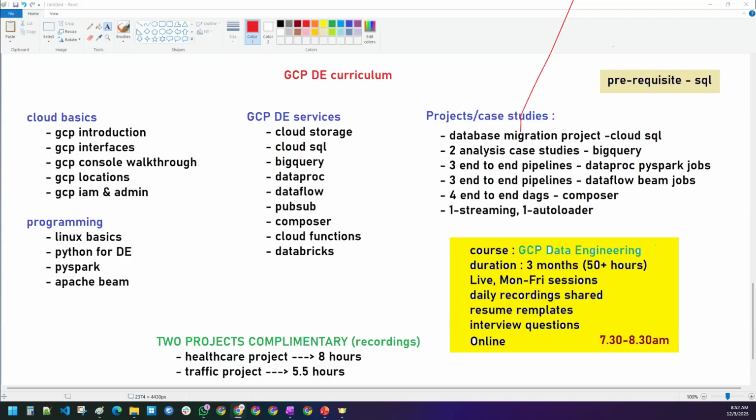No. So we are doing all the things in the Google Cloud Platform. We are building end-to-end pipelines in the Google Cloud Platform by integrating multiple services within it. That's how GCP projects usually work in companies also.